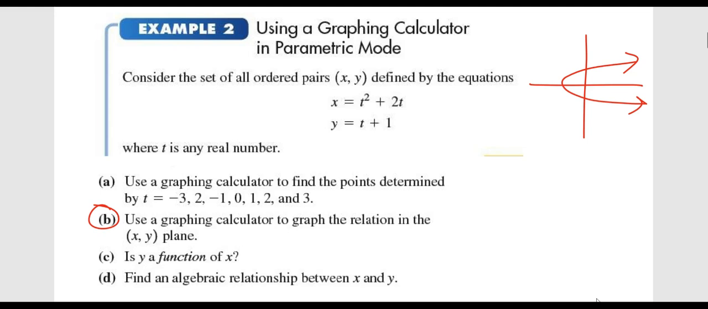Is that a function? Is y a function of x? No. Nope, fails the vertical line test. Right? Nope, fails the vertical line test. Find an algebraic relationship between x and y. What are they telling you to do?